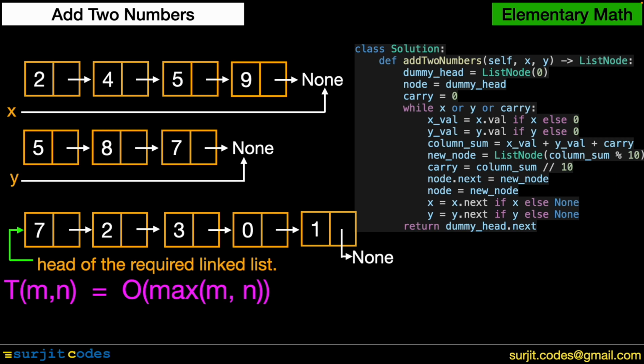Loop runs for all the nodes in x and y, so time complexity depends on whichever is the larger of the two linked lists. No extra memory is used for saving the nodes, so space complexity is of the order of 1. However, space complexity of output is of the order of the larger of m and n because the output has m plus 1 nodes.